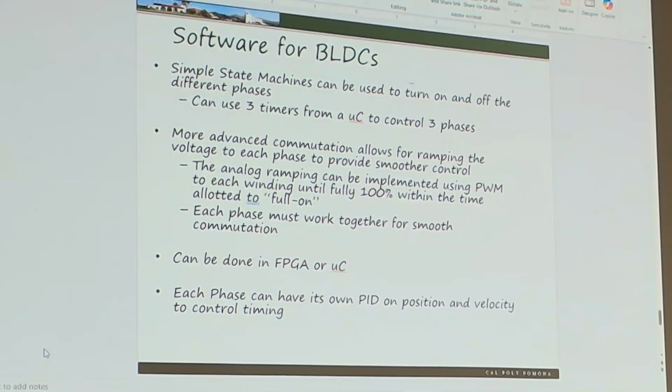So that's the idea of what we have right here. 3 timers at a minimum for 3 phases. If you're smart, you might need 6, depending on how you control the ISR. But we can do some analog PWM for smoother control, that phase control with FOC. FPGAs are actually better than a microcontroller because you just instantiate one, you kind of have all 3, and then you can tie all 3 together.